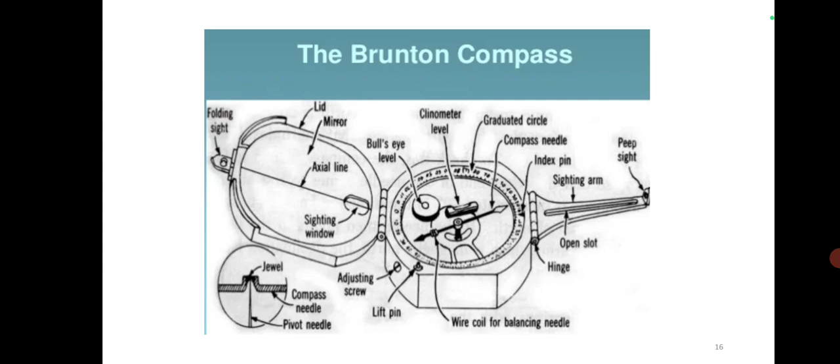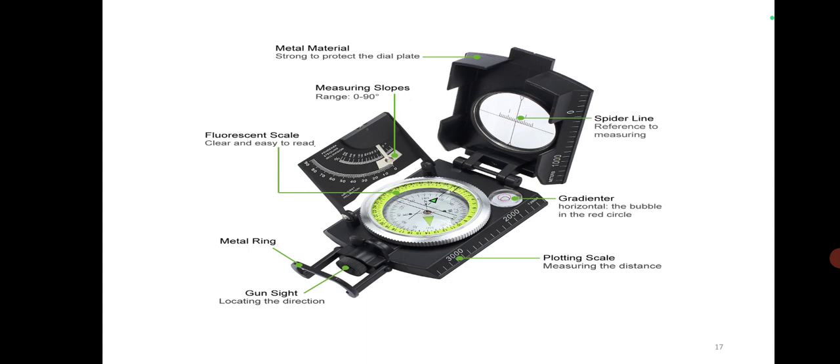Most frequent use of Brunton compass is carried out in the field in order to measure the strike and dip of the geological feature. So this is actual photograph of a Brunton compass. So it's very compact. It's a pocket instrument, and it's used in preliminary topographic and geological surveys.